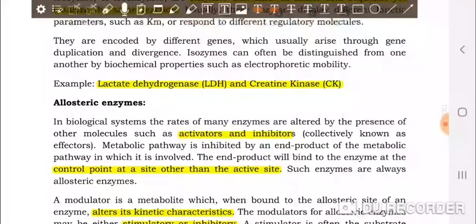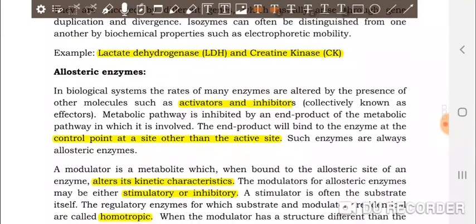The best examples are lactate dehydrogenase and creatine kinase. Both enzymes are very much involved in the diagnostic aspect, that is clinical enzymology, and these are the two markers for myocardial infarction. When compared, creatine kinase is more effective and more confirmative than LDH.